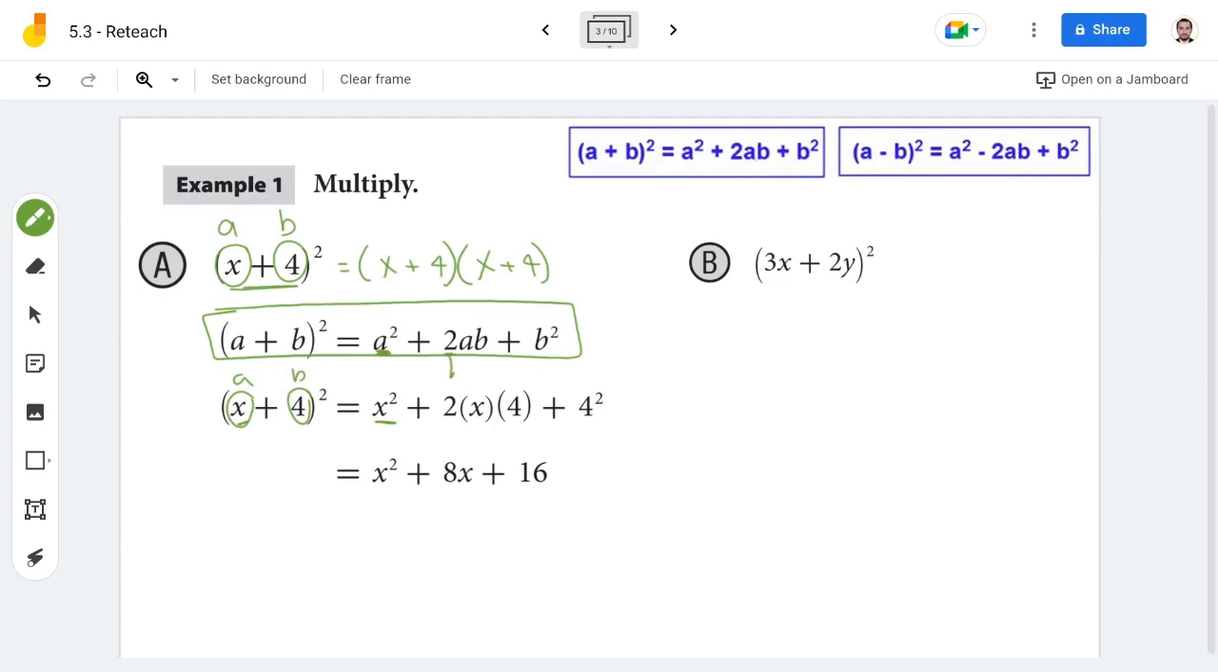So we write 2, 2 down. Then A is equal what? x times x. B is equal what? 4. So we write 4. So 2x times 4, plus b squared. B squared is 4 squared.